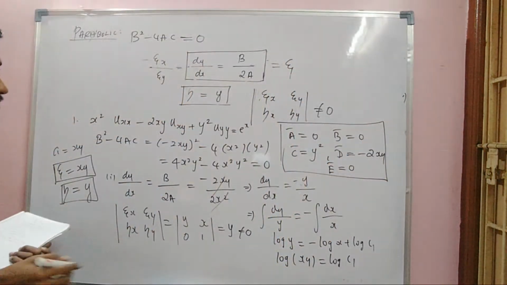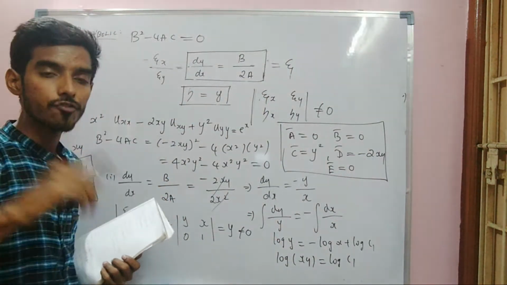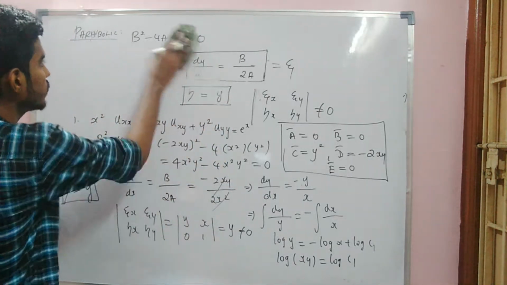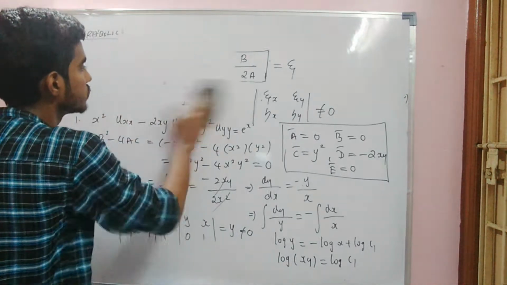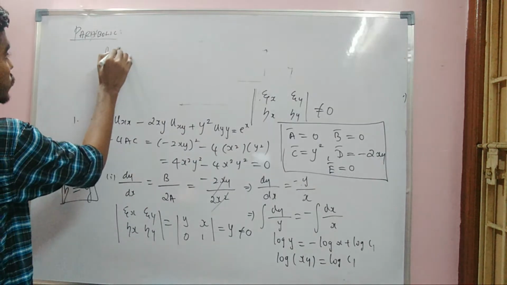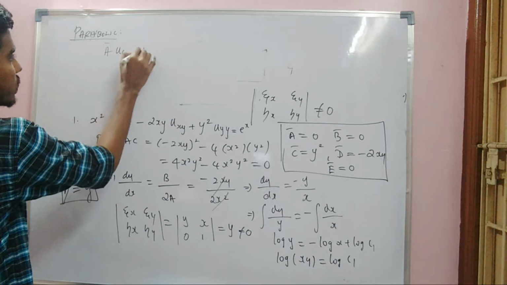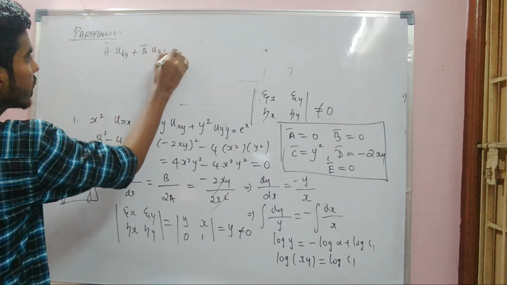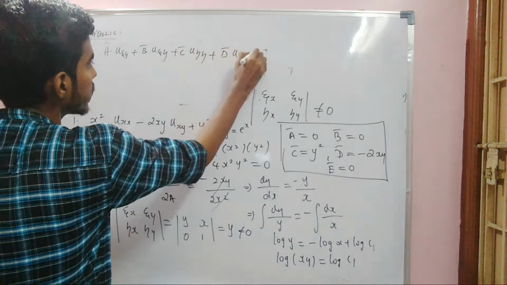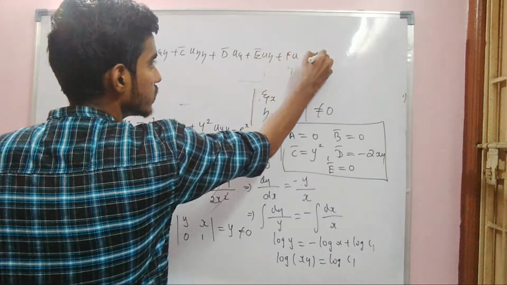So you substitute in canonical form. Remember, in canonical form you don't have bar for F and G. So what is our canonical form? A bar U theta theta plus B bar U theta eta plus C bar U eta eta plus D bar U theta plus E bar U eta plus Fu is equal to G.